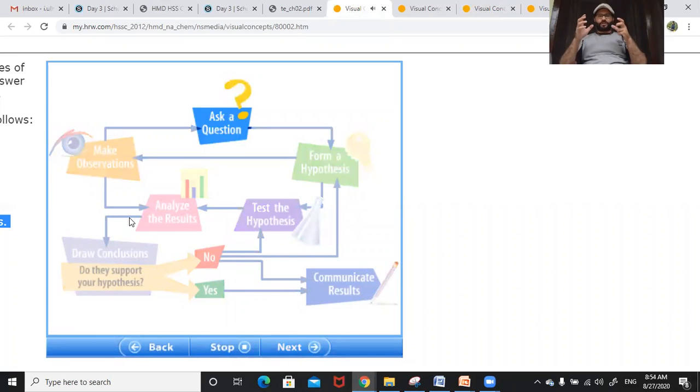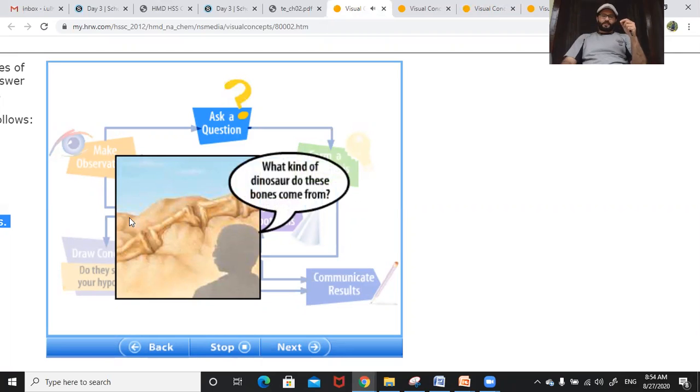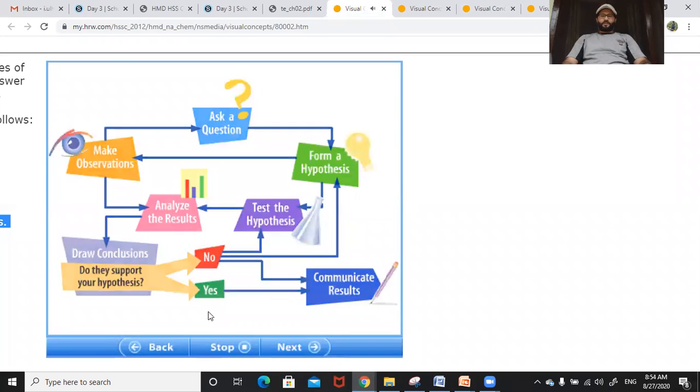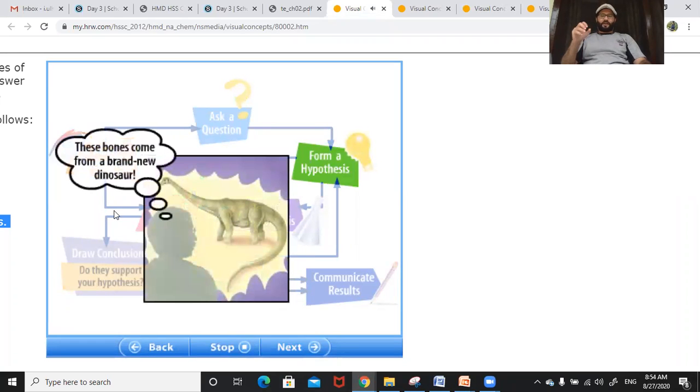The second thing is that we will ask a question. We will try to develop questions about what we are observing. Focusing on the same bones, we ask what kind of dinosaur these bones come from. Actually, we don't know whether these are the bones of a dinosaur or something else, but by focusing on our observation with the 5 senses, we can develop questions. After this, we will form a hypothesis. In the hypothesis, we will say that these bones come from a brand new dinosaur.